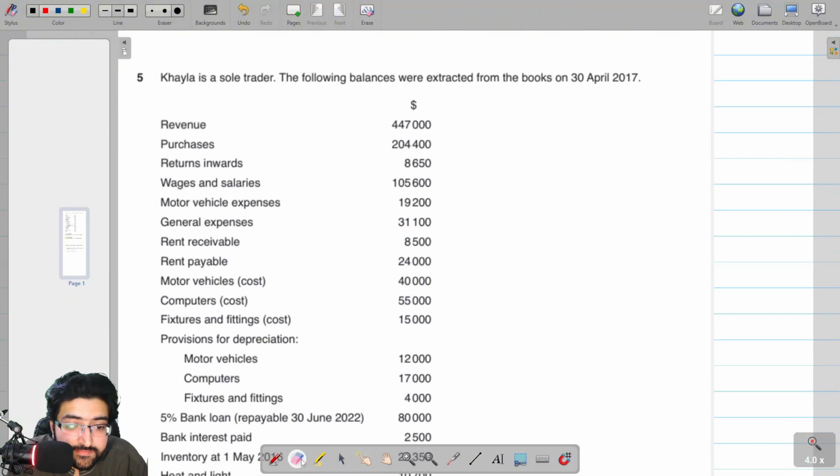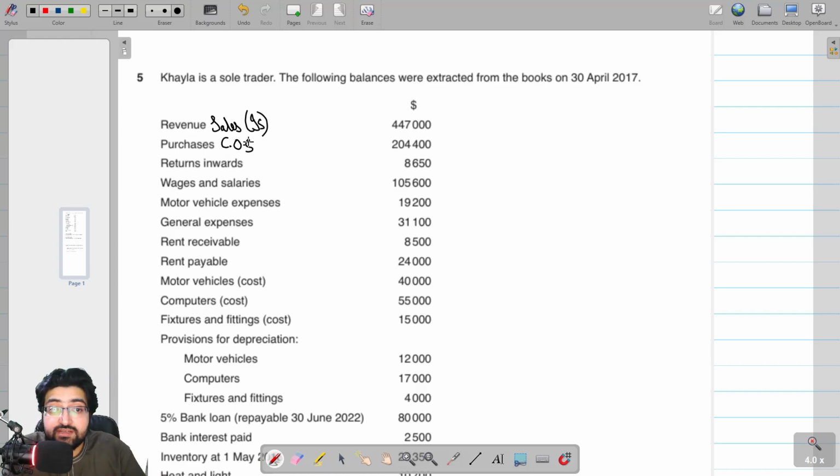Let's do this again. What is revenue? Revenue is another word for sales. And you know this is the part of your income statement. What are purchases? Purchases are your cost of sales. You know the format from part 1 of Sole Trader. If you don't know, please look through that video before moving on to this. Return inwards. The goods are returned back to us. Return inwards. These are your sales returns. And again, they are part of your income statement.